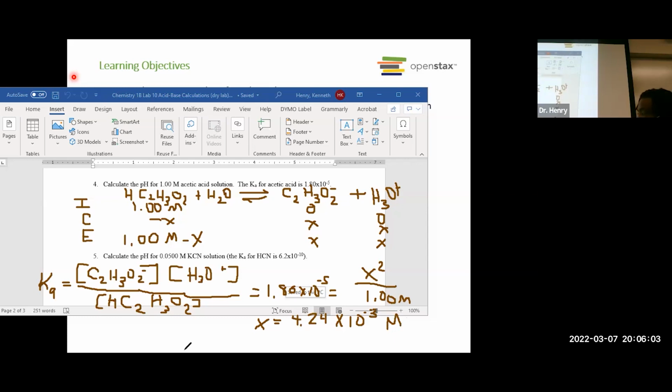So then how would I calculate my pH? Minus log of this value, which is 4.24 times 10 to the minus 3.